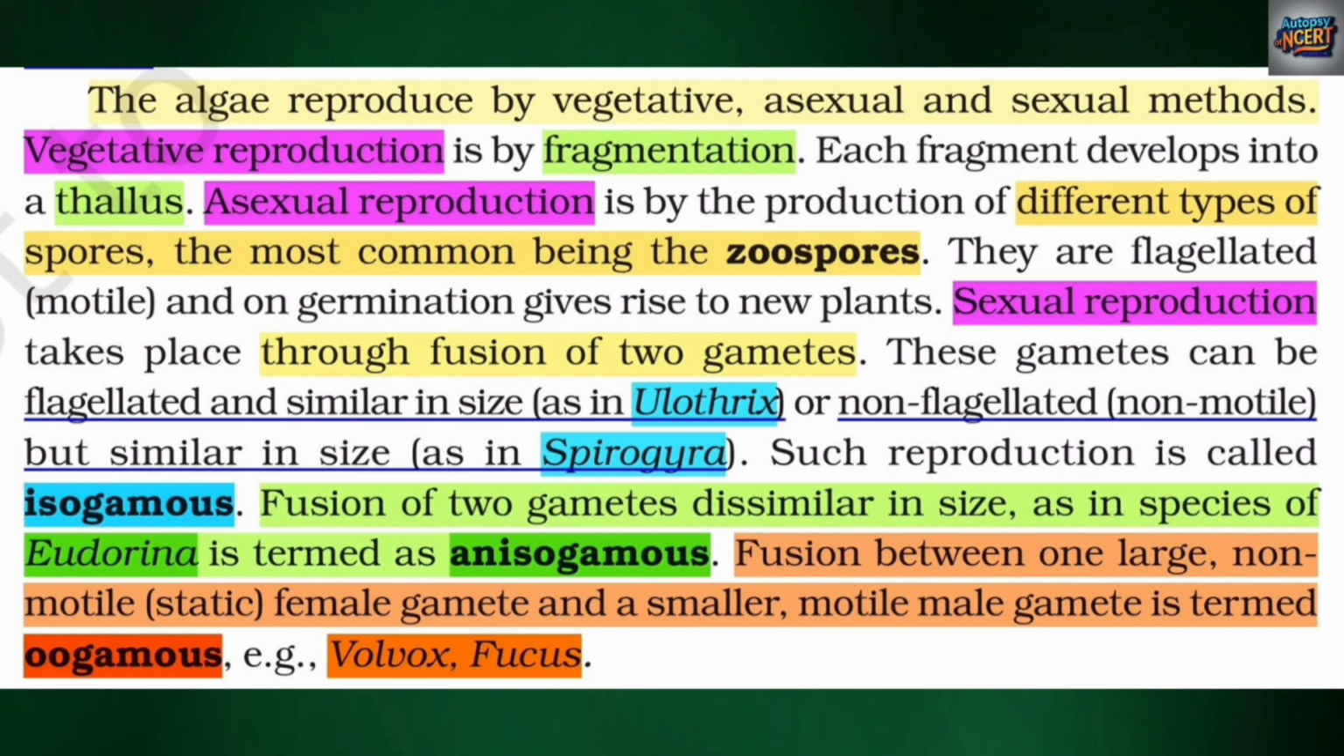Sexual reproduction takes place through fusion of two gametes. These gametes can be flagellated and similar in size, as in Ulothrix, or non-flagellated, non-motile, but similar in size, as in Spirogyra. Such reproduction is called isogamous. Fusion of two gametes dissimilar in size, as in species of Eudorina, is termed as anisogamous. Fusion between one large, non-motile static female gamete and a smaller motile male gamete is termed oogamous, for example, Volvox, Fucus.